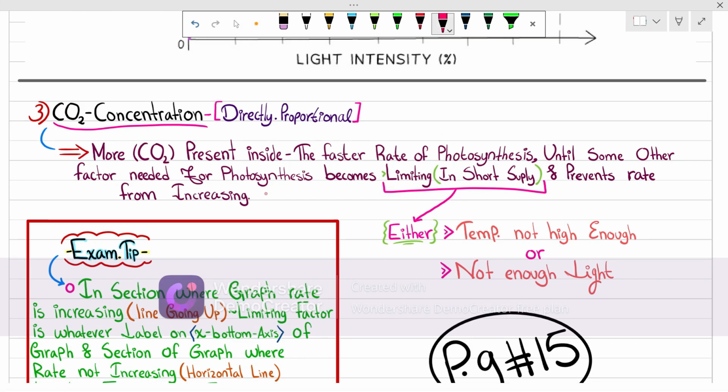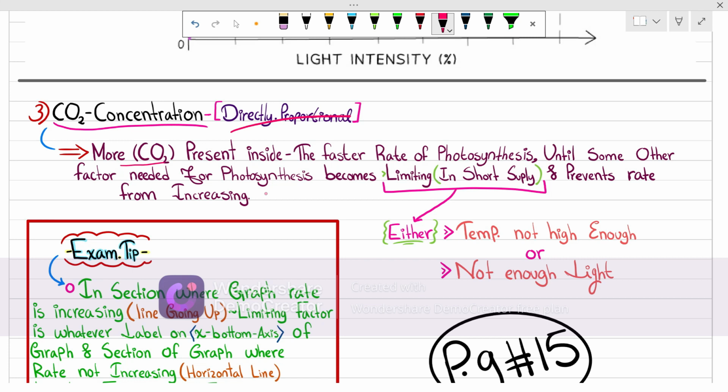As for carbon dioxide concentration, the same rule applies: directly proportional. The more carbon dioxide present inside the plant, the faster the rate of photosynthesis, until some other factor needed for photosynthesis becomes limiting, in short supply, and prevents the rate from increasing.